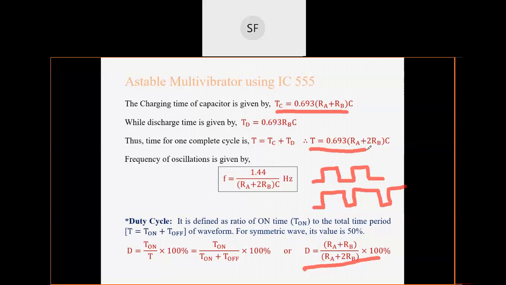So this value divided by this value, 0.693 will get cancelled. Capacitor will get cancelled. And the remaining part on the numerator will be Ra plus Rb. You can observe here, numerator is Ra plus Rb and denominator is Ra plus 2Rb. This is how we got this formula of duty cycle in terms of resistors. Right? So it is again an important formula. All formulas on this particular slide, you should remember, because on the basis of these only you will be able to solve the numericals associated with astable and monostable multivibrator.